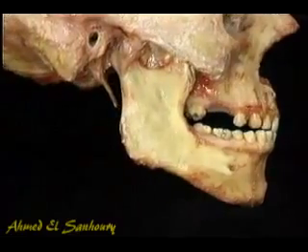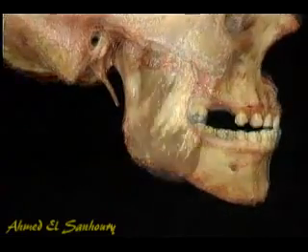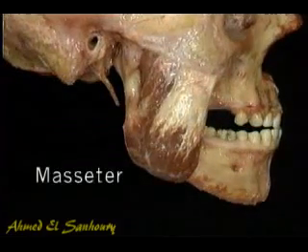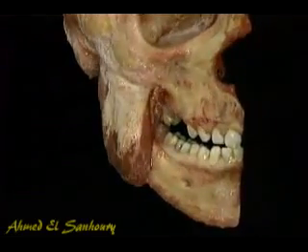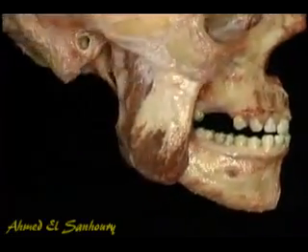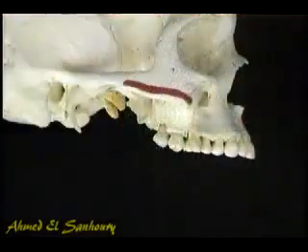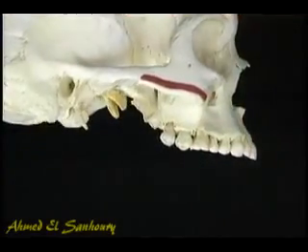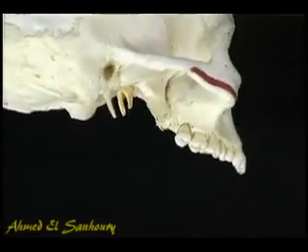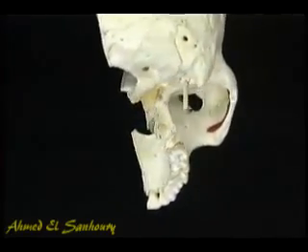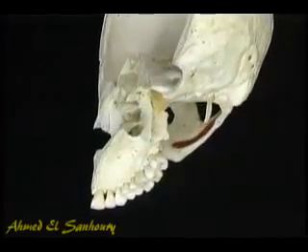Lastly, we'll add the masseter muscle to the picture. Here's the masseter. It's a thick, powerful muscle. The masseter arises from the anterior 2/3 of the lower border of the zygomatic arch on its outer aspect and from the whole length of the arch on its inner aspect.